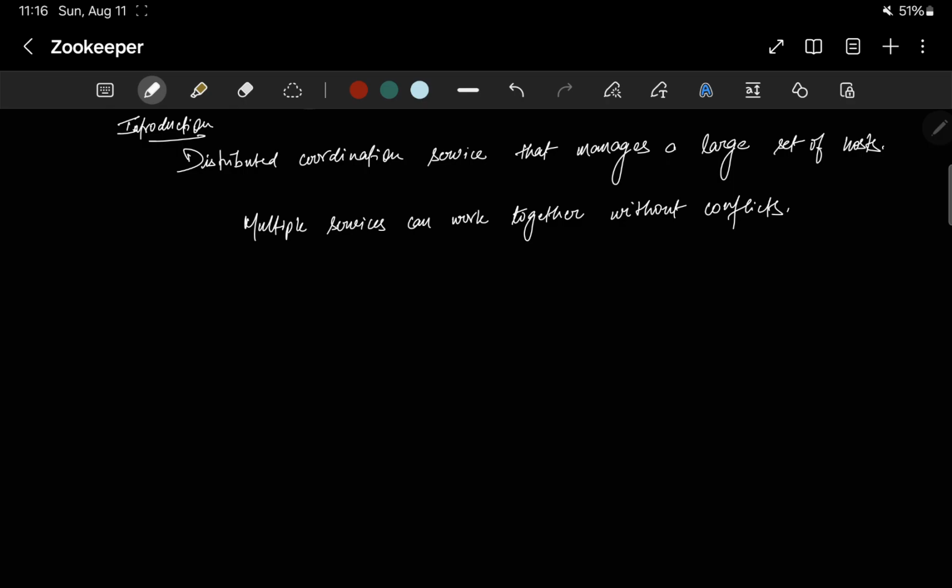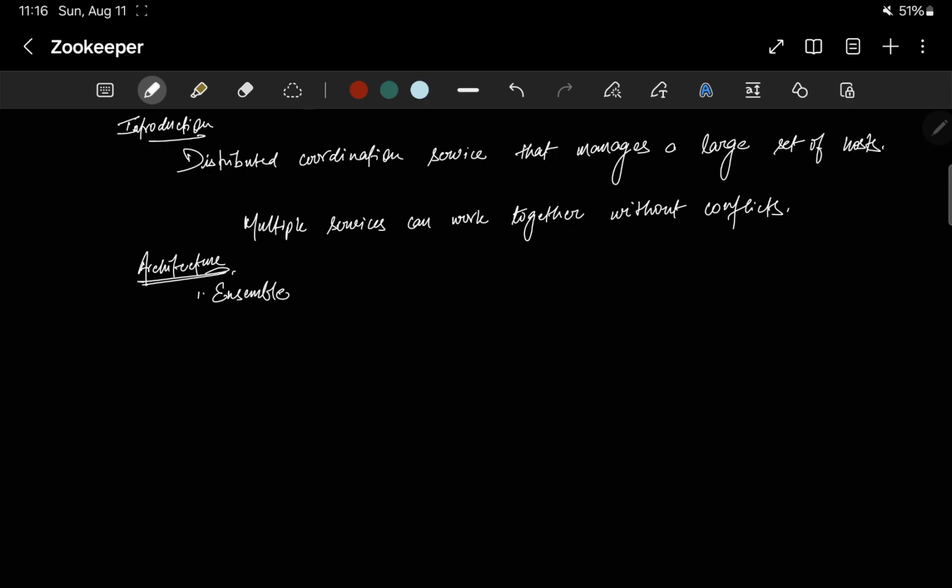ZooKeeper is used for its ability to provide high availability and resilience in distributed systems. It ensures that even if some nodes fail, the overall system continues operating without data loss or inconsistency. Okay. Now let's talk about the architecture of ZooKeeper. Okay, there are a few terms which will come here. First is ensemble. So an ensemble is a group of ZooKeeper servers.